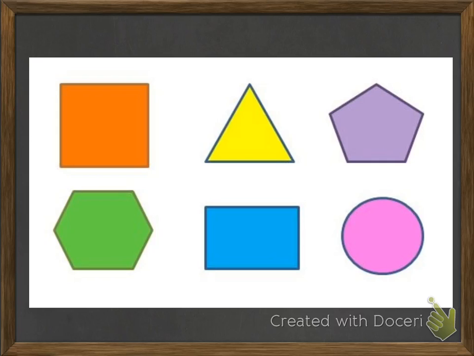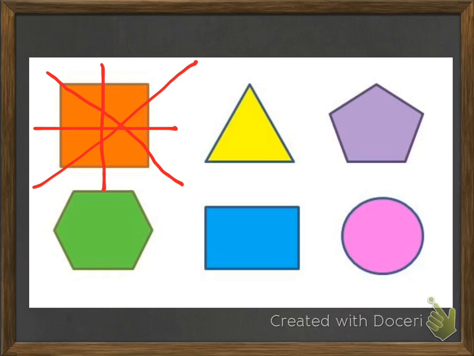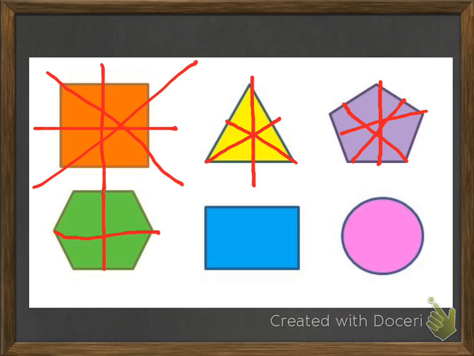Okay, how many did you find? Well, with the square, we already learned that there are 4. 1, 2, 3, and 4. And with the triangle, we have 1, 2, and 3. And with our pentagon, we can go down this way, straight across. My lines are a little off, but you get the idea. And our hexagon, it has quite a few as well.